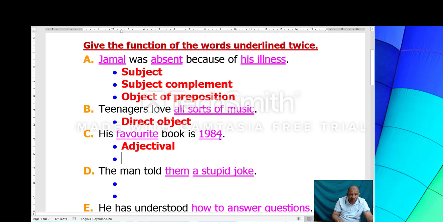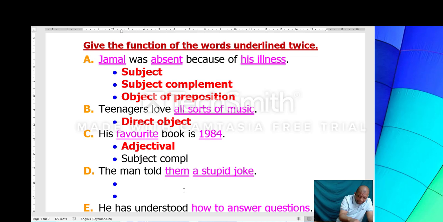1984. This is the name of a book. And in this case, it does not refer to time. So we cannot say it's an adverbial, especially of time, because here it refers to a book. In this case, 1984 refers to his favorite book, and the link between the two is the verb to be. Therefore, subject complement.